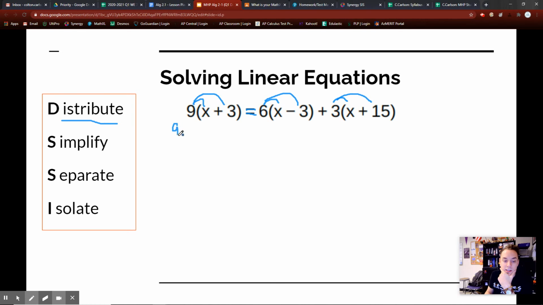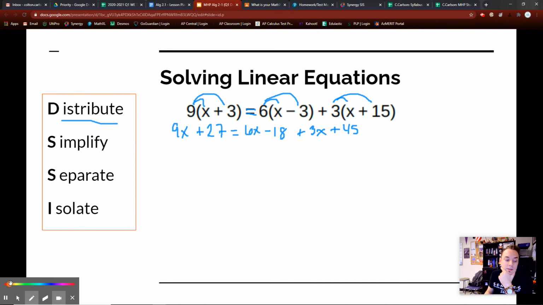9 times x is 9x. 9 times 3 is 27, equals. 6 times x is 6x. 6 times negative 3 is negative 18. Plus 3 times x is 3x. And the 3 times 15 is plus 45. Okay, a lot of things I can do here.